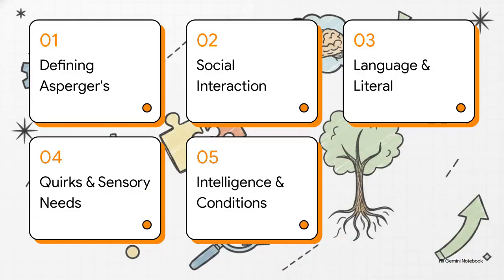So, Dr. Horowitz explicitly sets an agenda for us today to help compartmentalize everything. First, defining Asperger's. Second, social interaction challenges. Third, language and literal thinking. Fourth, unique quirks and sensory needs. And finally, intelligence and co-occurring conditions.